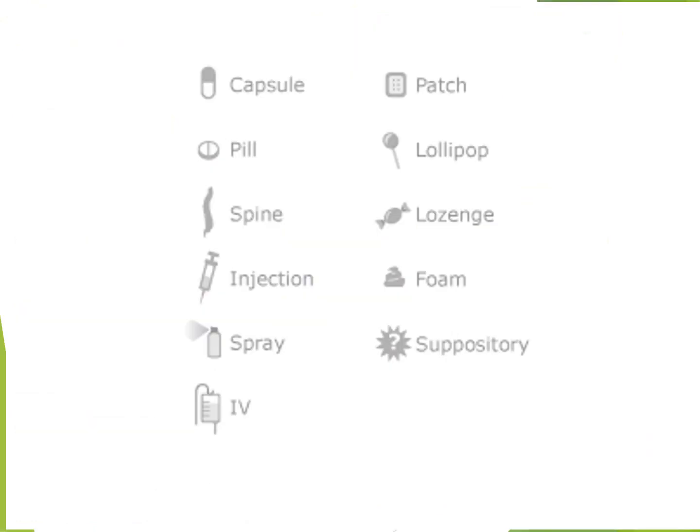So, of course, we look at all the different forms of medication, right? Capsules, pills, again, intrathecal, spinal, injections, right? Spray, could be nasal, IV, intravenous, patches, right? Lollipops, right? A form of medication, especially for children, lozenges, foam, suppository. All of these are just different ways for medication to be given and absorbed in the body.